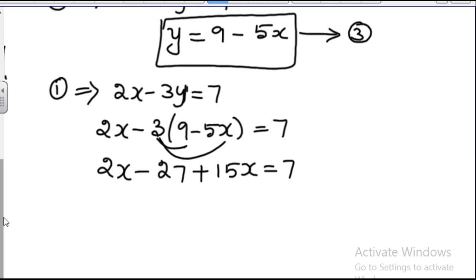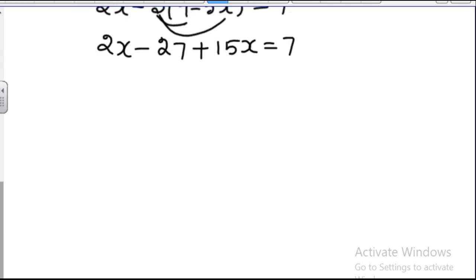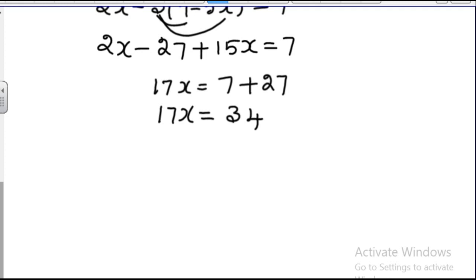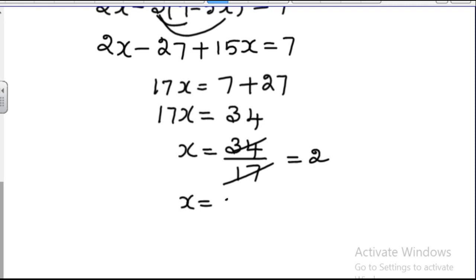Then next, 2x plus 15x, if you add you will get 17x. 17x is equal to 7, and this minus 27 moves to the right hand side, so it is converted into plus. So plus 27 plus 7 you will get 34, this is equal to 17x. We want to find the value of x, so x is equal to 34 divided by 17. If you divide, you will get x is equal to 2. So the x value is 2.